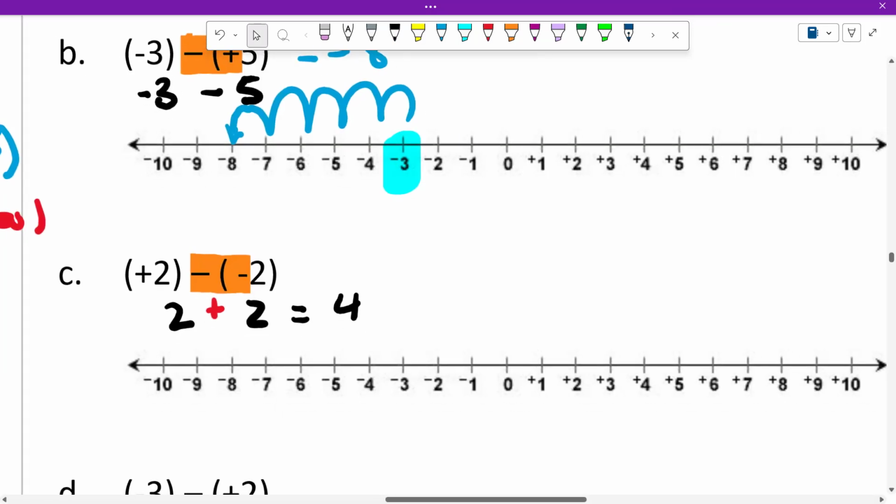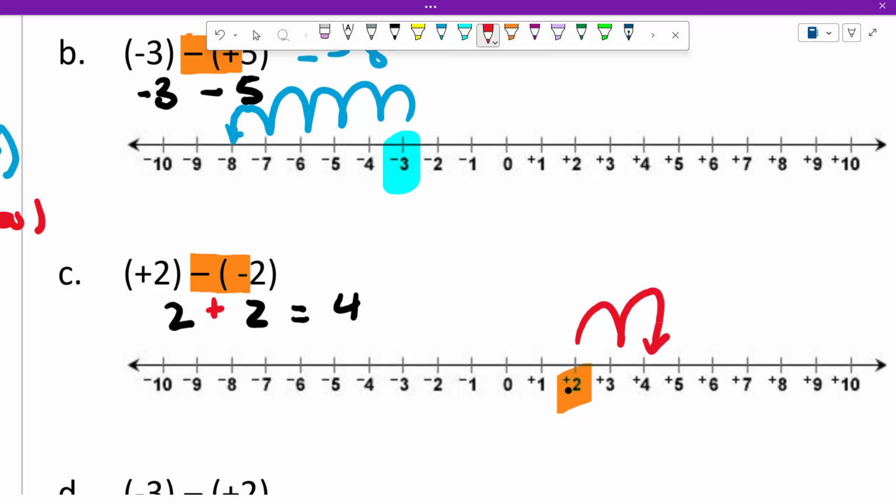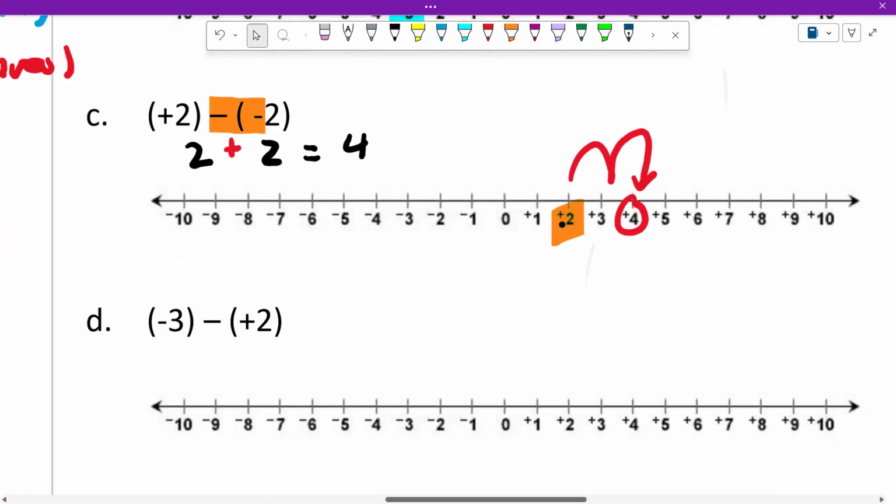Or, if you want to, yeah, we start off at the number 2. We go to the right 2 spots. 1, 2. Because we will plus it. We got 4. All right. I think we've got these.